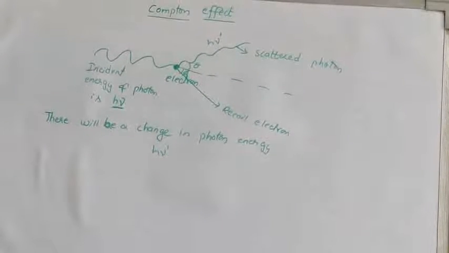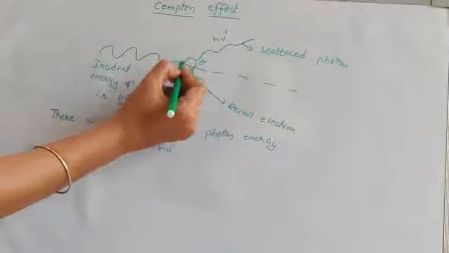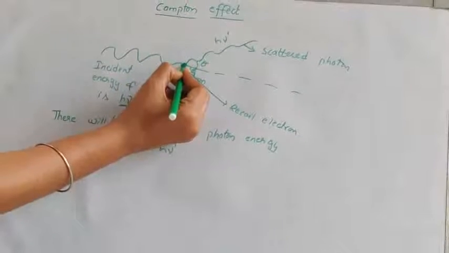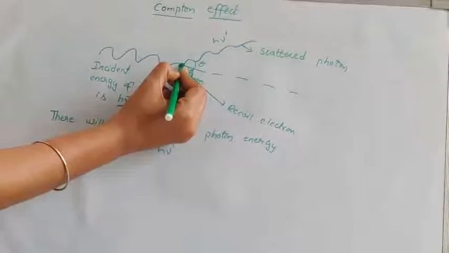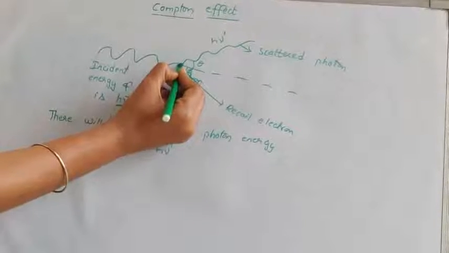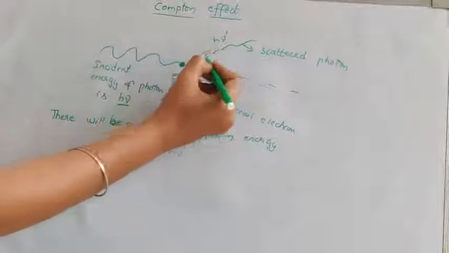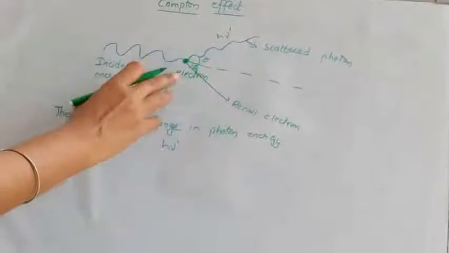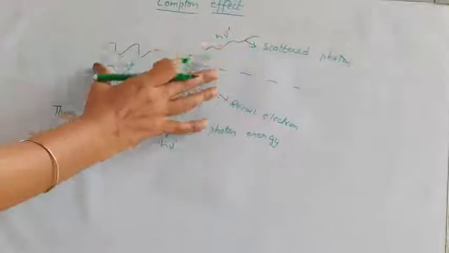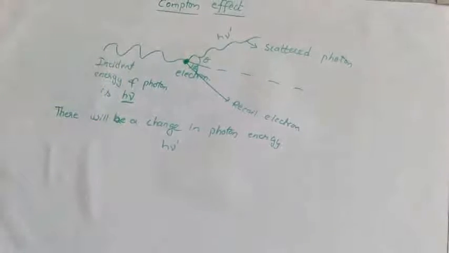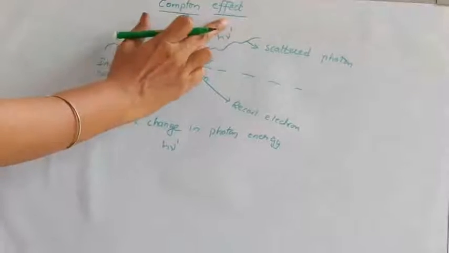Once again I am repeating, when a photon of energy h nu strikes the electron which is at rest, then there will be a change in the direction of the incident photon. Now the incident photon scatters with an angle theta, whereas the electron scatters with angle phi. This process is known as the Compton effect. And here you are clearly observing the Compton effect.